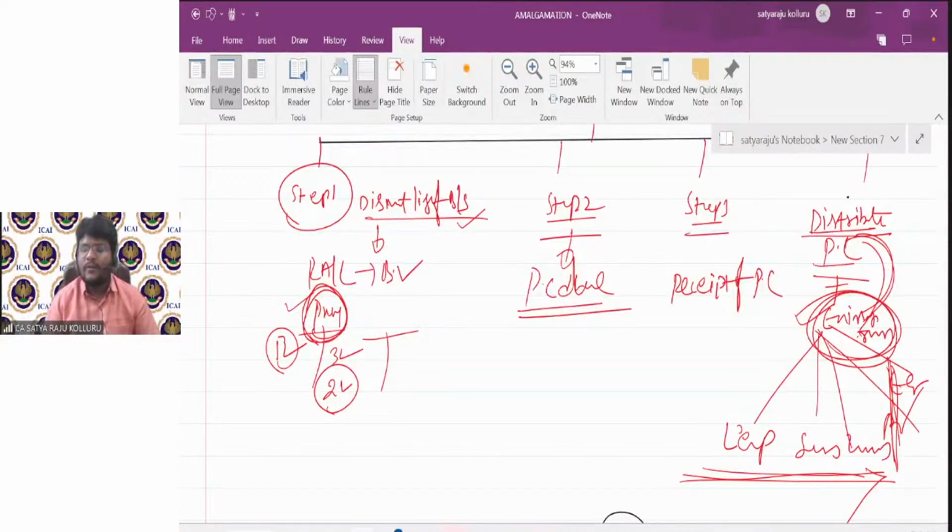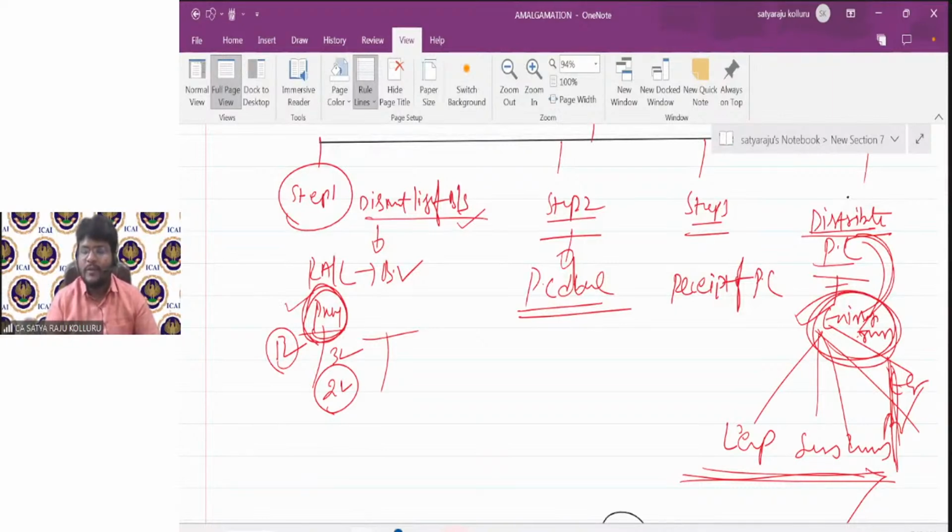The order is first liquidation expenses, after that secured creditors, after that unsecured creditors, then preference shareholders, and finally you can distribute among equity shareholders. Now, during the process of settlement, before making settlement to the equity shareholders, if you derive any profit or loss, you need to transfer such profit or loss to the realization account.